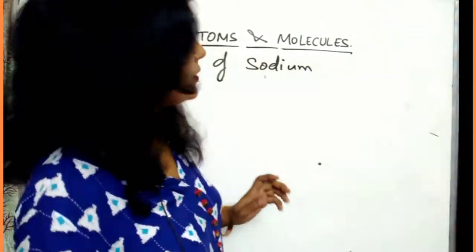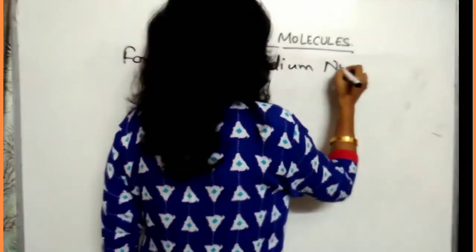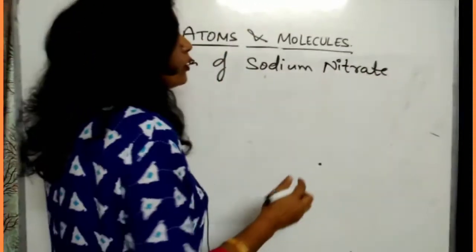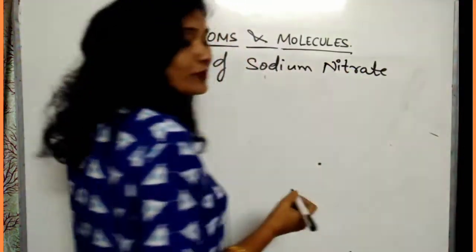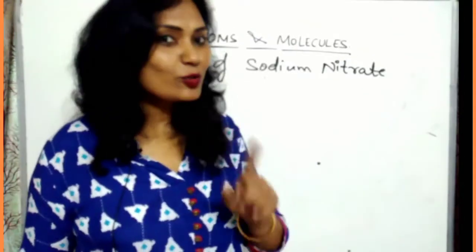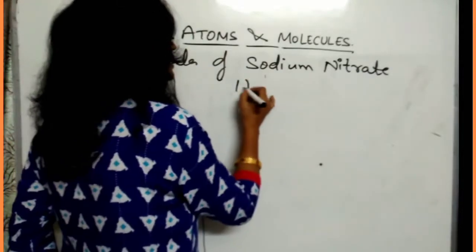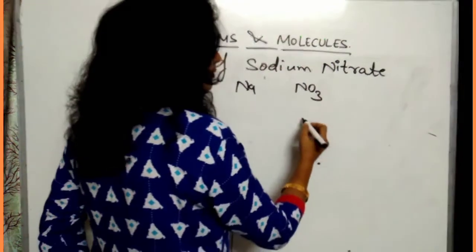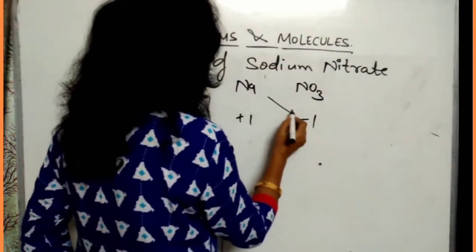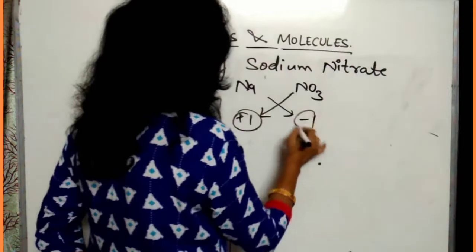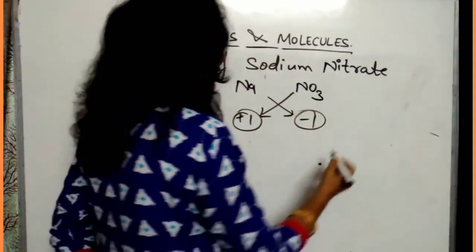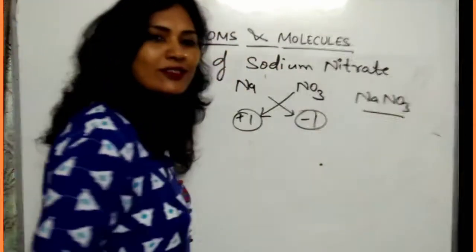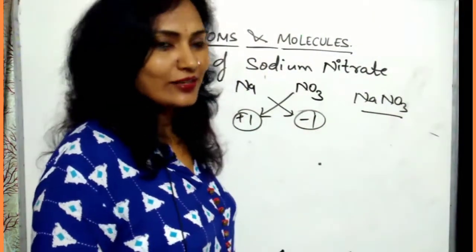Now sodium nitrate. Do you know how we will write the nitrate? It's NO3 and its valency is -1. So we will write Na for sodium and NO3 for nitrate. Its valency is -1, and the other valency is +1. Cross over the valency, the same valencies are there. So its formula is NaNO3, that is sodium nitrate.